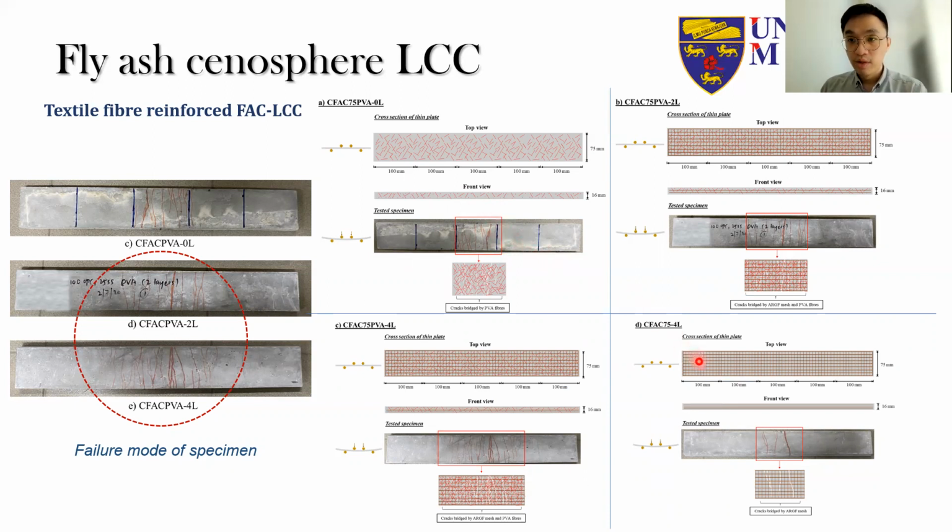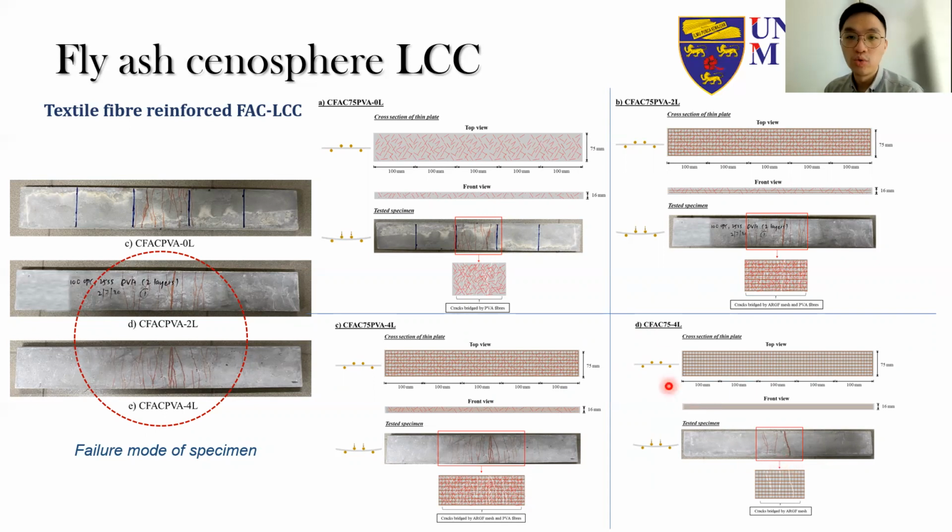And on the other hand, if we just reinforce our fly ash cenosphere LCC with 4 layers of textile mesh, without the use of any fibers, the number of cracks is much less, and there is a dominant flexural crack line. So when you are only using the glass fiber mesh to reinforce the LCC, it would not give good enough ductility. Therefore, the use of the fibers in combination with the mesh is going to be required.